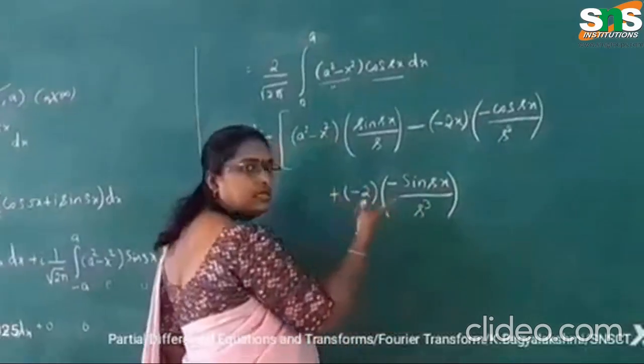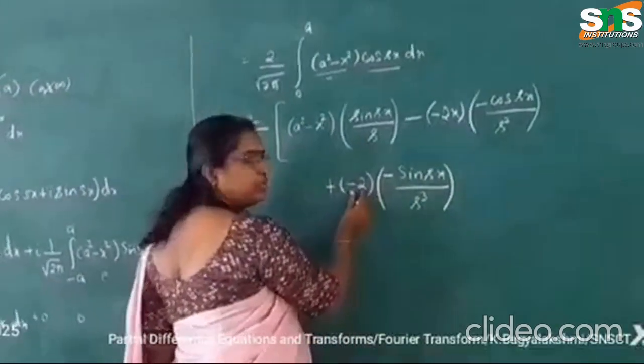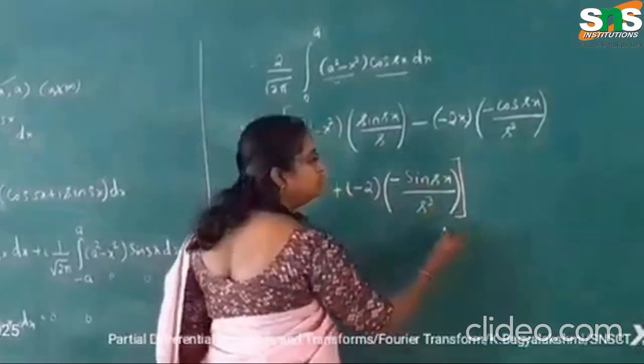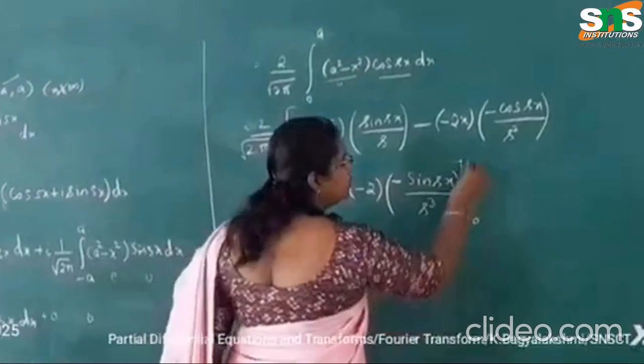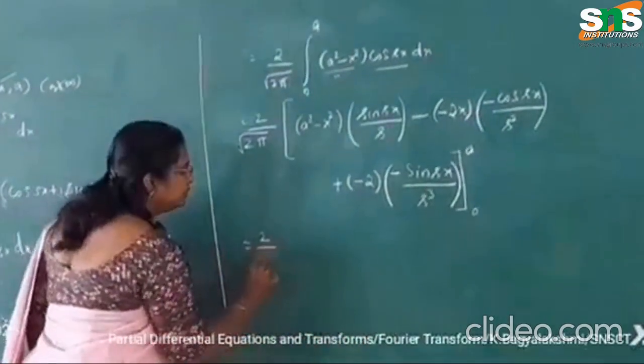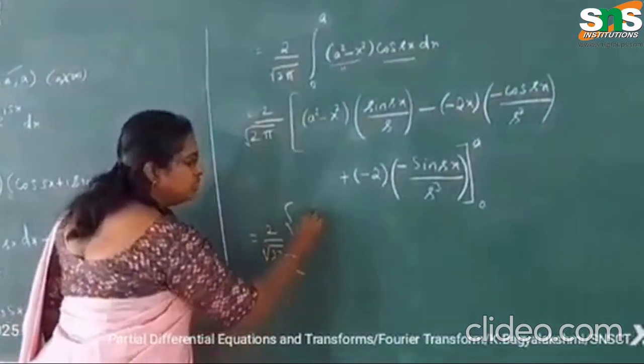Next we continue: first bracket differentiate. When you differentiate this term you get 0. So you can stop up to this level with the limit 0 to a. Next you can apply the limit; 2 divided by root of 2 pi is common to these terms.